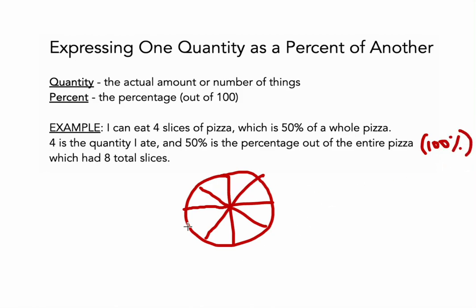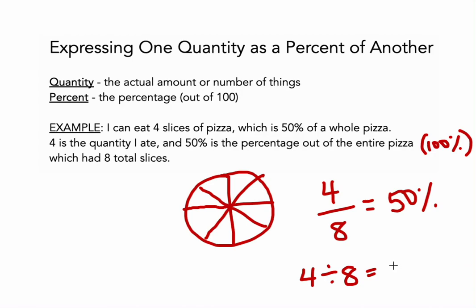So the 100%, the entire thing, is 8. I only ate 4 out of the 8. So that is actually equal to 50%. So the 4 is the quantity, the 50 is the percent. How do we find that 50%? You can take 4 and divide it by 8 to get 0.5 or a half. And to turn it into a percent, you're going to need to multiply by 100 to get to that 50%.